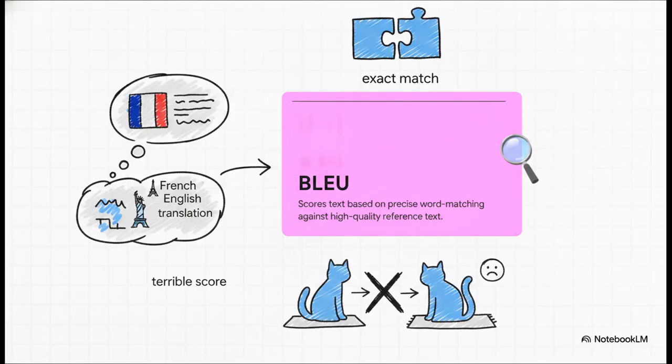Next up in this rule-based toolkit is BLEU. What's really interesting to note here is that BLEU was originally designed for machine translation. Think translating French to English. It relies heavily on exact word and phrase matches to calculate a baseline quality score. So, for example, if the reference answer says, "the cat sat on the mat," and your AI says the feline rested on the rug, BLEU is going to give it a totally terrible score. Why? Because it doesn't understand synonyms at all. It only understands precise one-to-one matches.